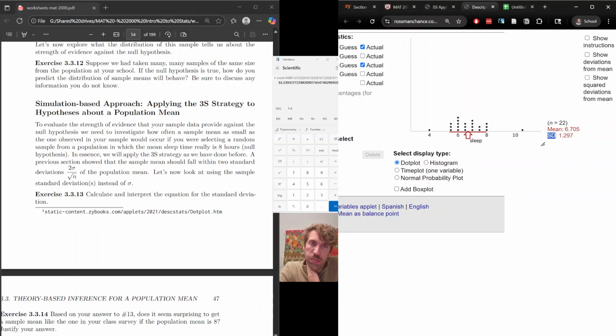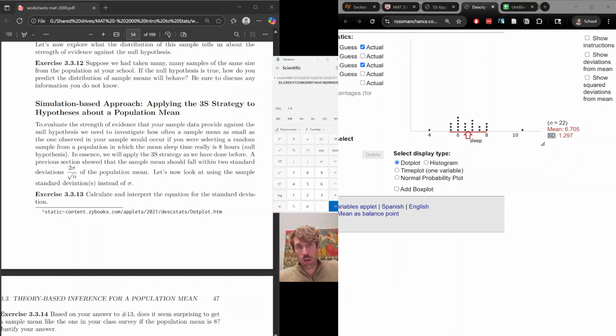So number 12, suppose we've taken many, many samples of the same size from the population of your school. If the null hypothesis is true, meaning that on average, students at Grace are sleeping 8 hours a night, but there might be a lot of variation, but on average it's 8 hours a night. So if the null hypothesis is true, how do you predict the distribution of sample means will behave?